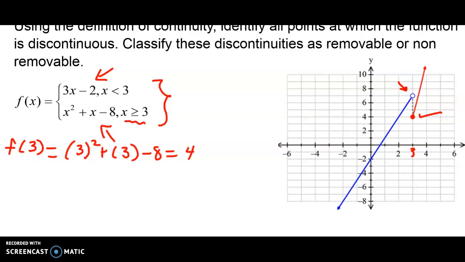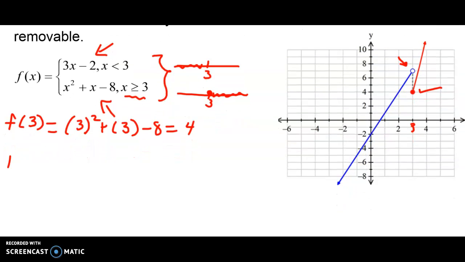The next thing we're going to do is step number 2. We're going to calculate the limit. Now we do have an interval where x is less than 3, and we do have an interval where x is greater than or equal to 3. Therefore, we can do left and right hand limits to see if they're equal. So the limit as x approaches 3 on the left, I'm going to use the linear function, 3x minus 2. Use substitution, plug 3 in. I'm going to get 9 minus 2, which is 7.